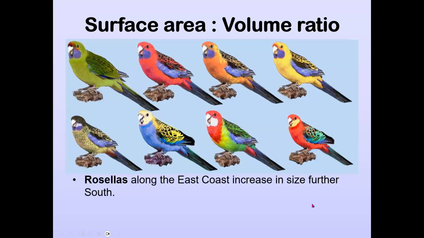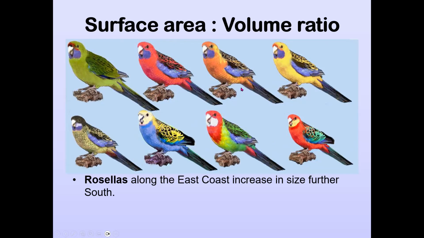Just looking down the east coast, we've got all these different rosellas. And look at the size of the first one, this one. Now, depending on where it lives, some will survive better than others. The smaller ones you'll find up north. The bigger ones, the crimson rosella is one of ours, because it's sort of temperate here. It's not too big.